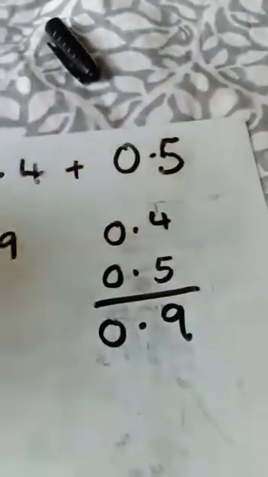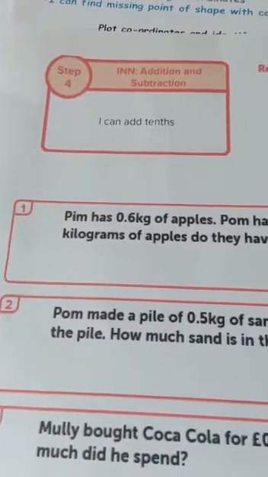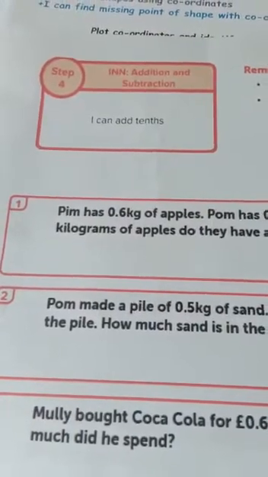So 0.4 plus 0.5. 5 plus 4 tenths is 9 tenths. Nothing to carry over, so the ones stays the same. So that's exactly the same. When we use the other questions, sometimes they cross over into the ones.